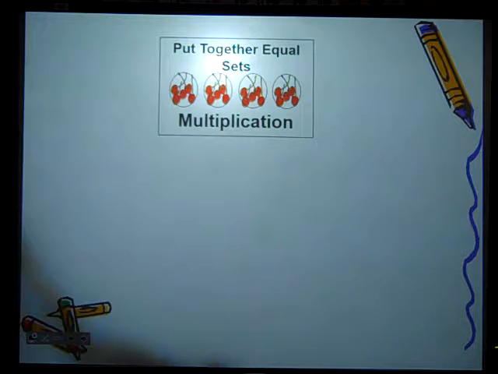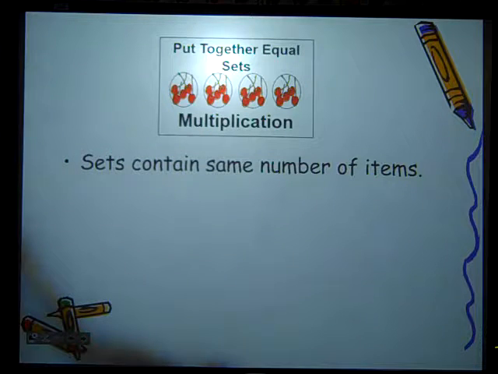So multiplication, put together equal sets. A set contains the same number of items. That means every group has to have the same number of items in each group. That make sense? I cannot multiply if my groups do not have the same amount in each group. We knew it as repeated addition.